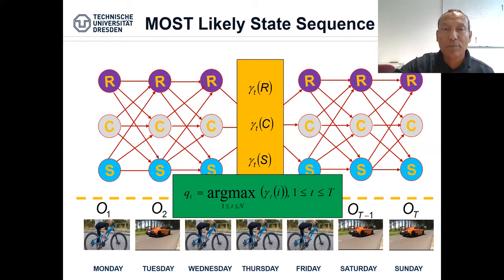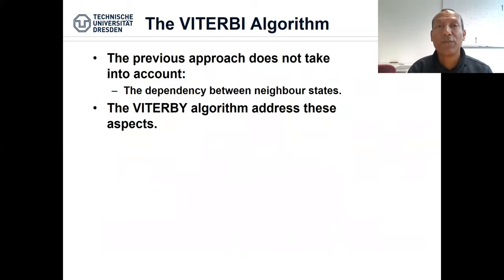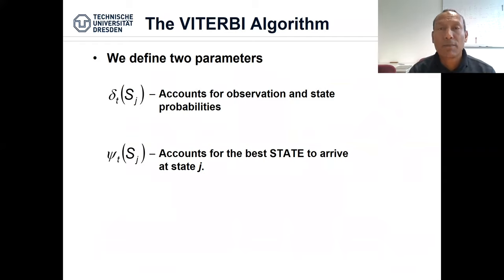So let's begin. The Viterbi algorithm defines two important parameters. Here I have just summarized, so I will skip. It defines two parameters. The first one is scoring. It gives a score for each state at time t. So this is the score each state gets. This score will be used to define the most probable route to arrive at a future state.